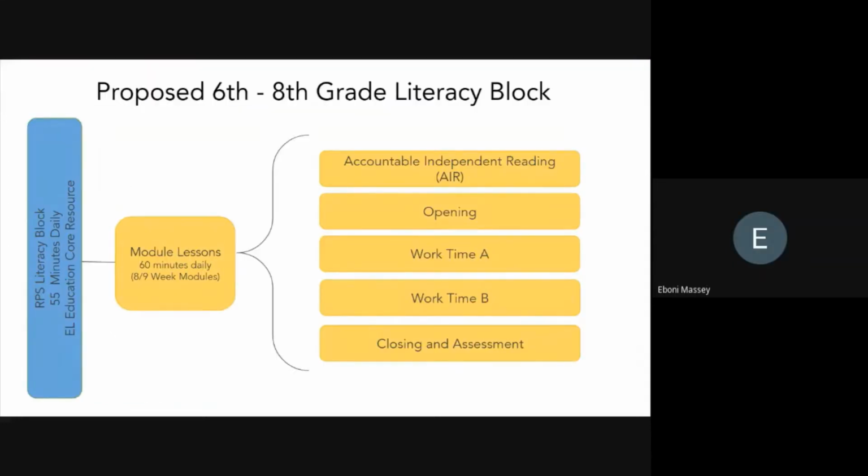And this is just a slide or a visual of what the proposed 6th through 8th grade literacy block could look like, to include the AIR, opening, work time, and then the closing and assessment.